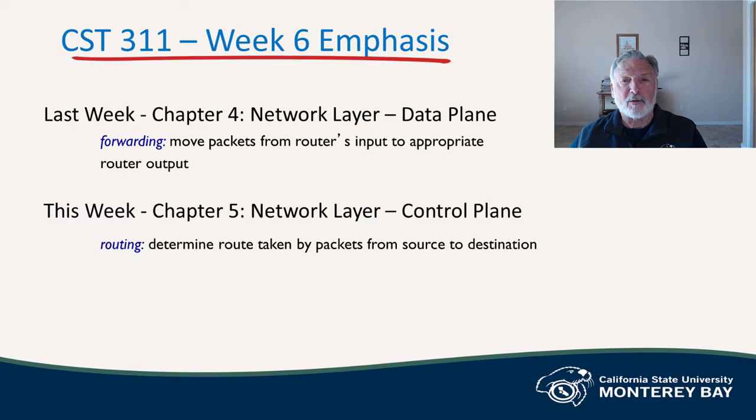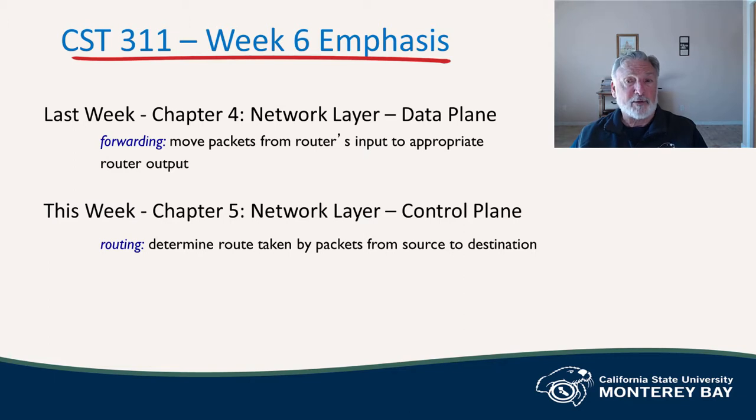Last week, we were introduced to the network layer in chapter 4 of the textbook. We learned the network layer is composed of two functional sublayers. We studied one of these sublayers in chapter 4, the data plane, where the forwarding of packets from the router's input to the router's output occurs.